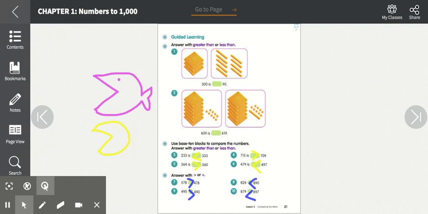So that is your reminder about greater than and less than. And then in your take-home folder, you have a math page to do. So good luck. And that's for Thursday.